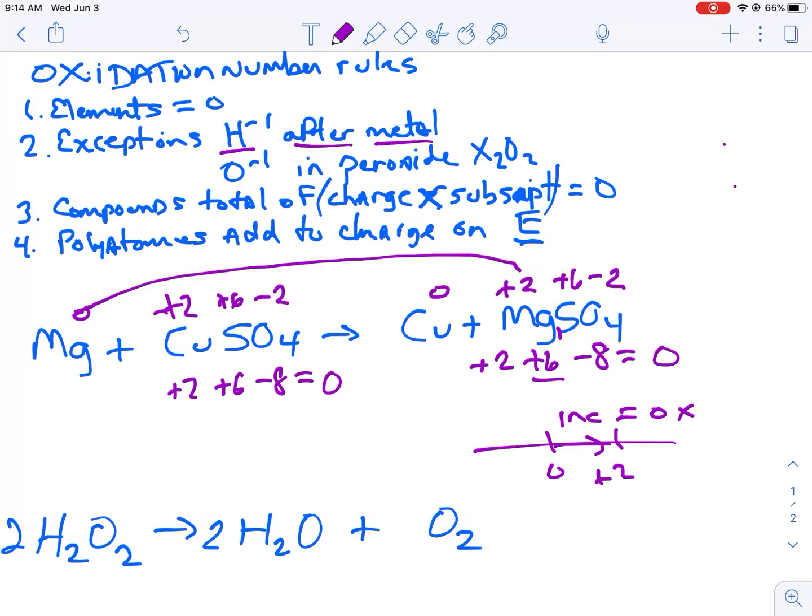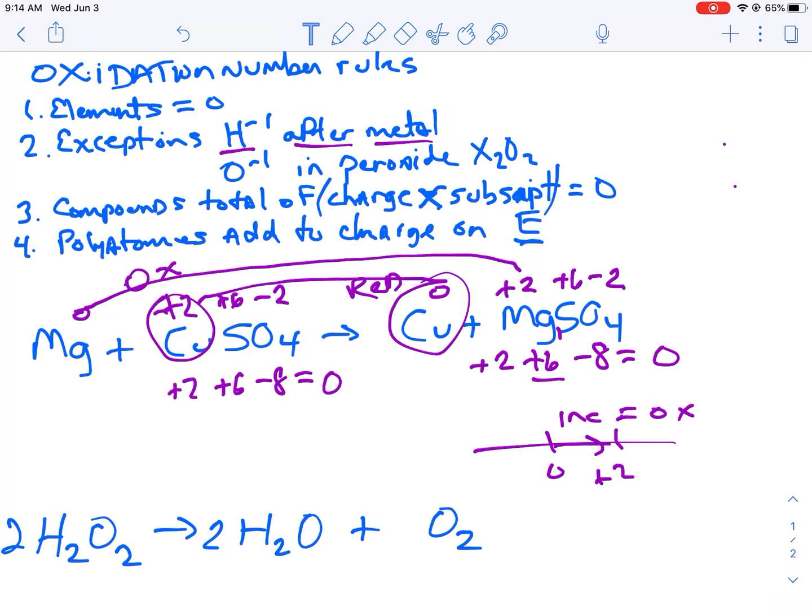Okay, if you're going down, then that is going to be a reduction. And here's the guy that's going down. So it's very important that you understand which one is the oxidation and which one is the reduction, because we can't go much further if you don't understand how to apply these numbers to an equation.